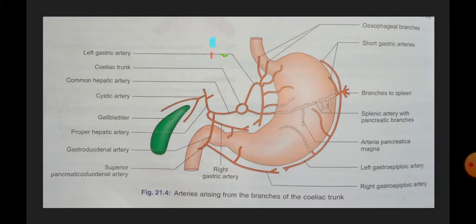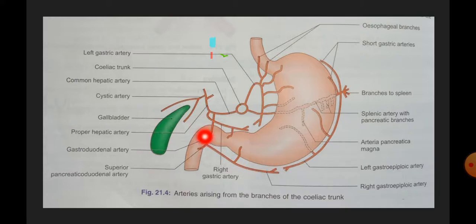Coming to their branches, it gives gastroduodenal artery. This is a large branch that arises from the common hepatic artery at the upper border of the first part of the duodenum. So, the hepatic artery up to this origin is known as common hepatic artery. After the origin of the gastroduodenal artery, the part distal to it is known as the proper hepatic artery. So, the gastroduodenal artery runs downwards behind the first part of the duodenum and it divides at its lower border into superior pancreatico-duodenal artery and the right gastroepiploic artery.